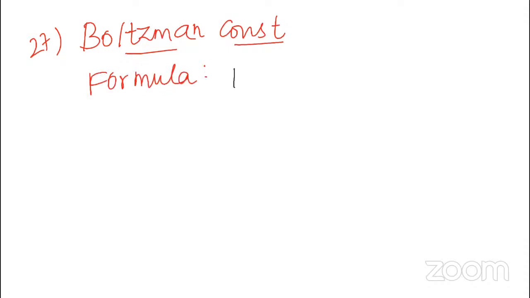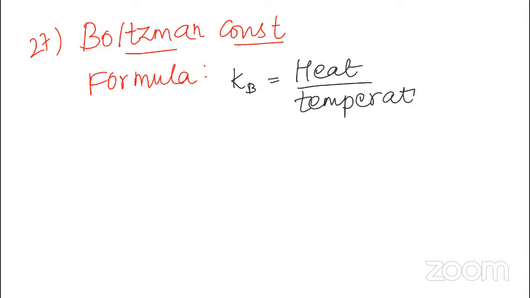It is a very simple formula. Kb is equal to heat by temperature. Boltzmann constant is represented by Kb. Okay. Boltzmann constant is denoted by the formula that is heat by temperature.